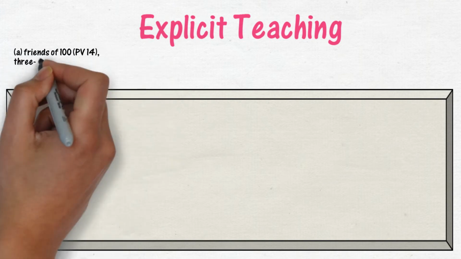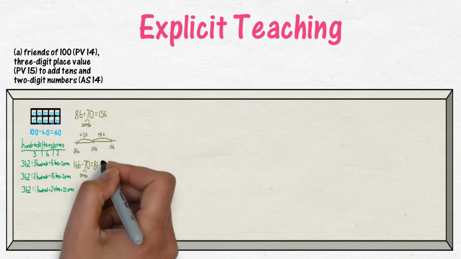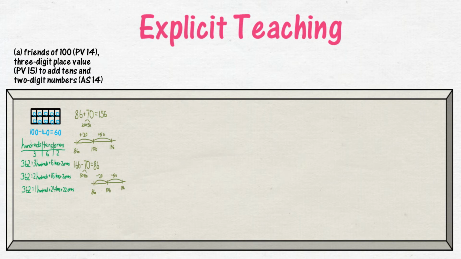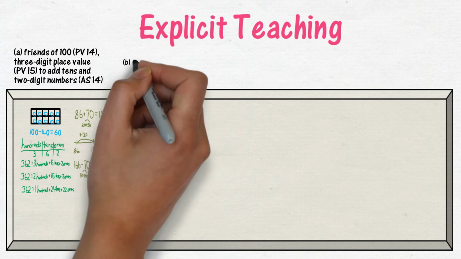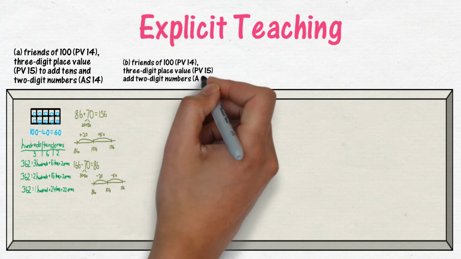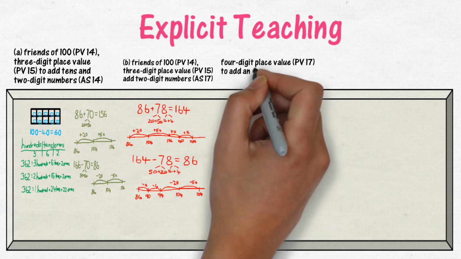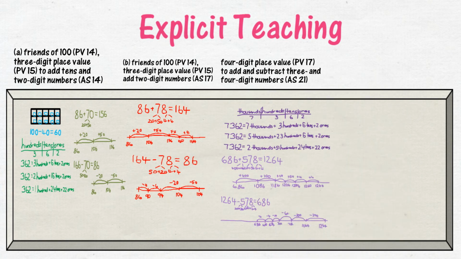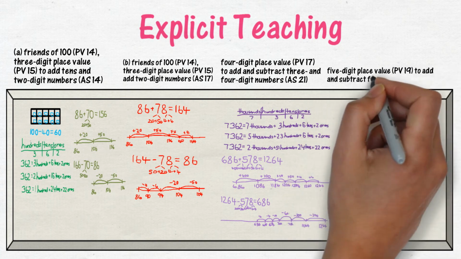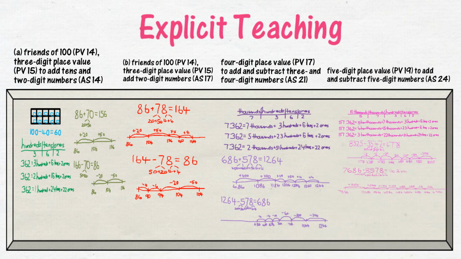For example, A, friends of 100 and 3-digit place value to add and subtract tens and 2-digit numbers. B, friends of 100 and 3-digit place value to add and subtract 2-digit numbers. And C, 4-digit place value to add and subtract 3 and 4-digit numbers, and adding and subtracting 5-digit numbers. This explicit teaching segment of the lesson literally takes 10 to 15 minutes. The bulk of the lesson time is spent with children investigating at just beyond their current level of understanding.